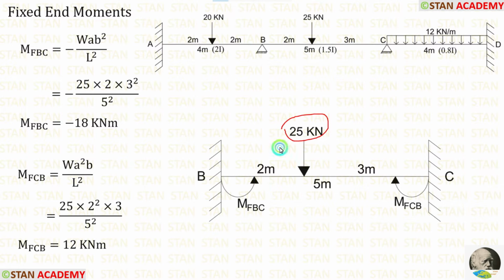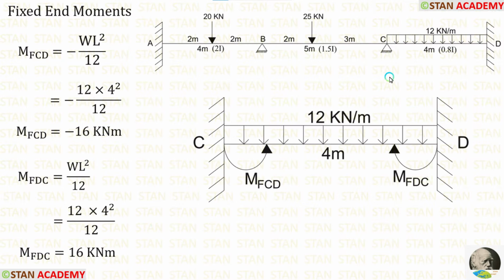W is 25, A is 2, B is 3, L is 5. After calculations, we get M of BC is equal to minus 18 kilonewton meter and M of CB is equal to 12 kilonewton meter.